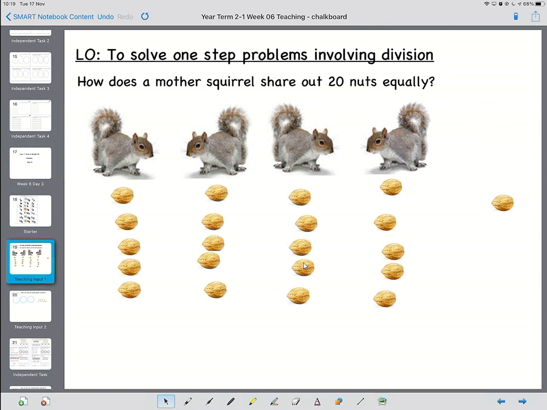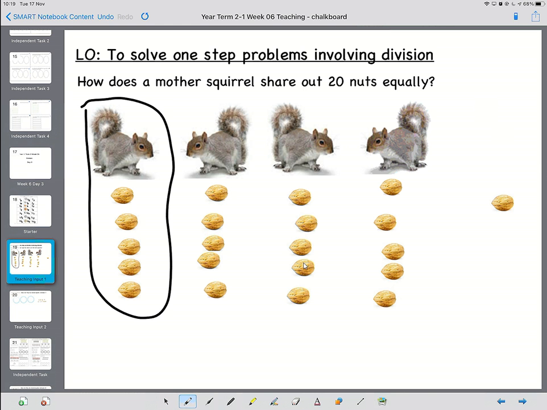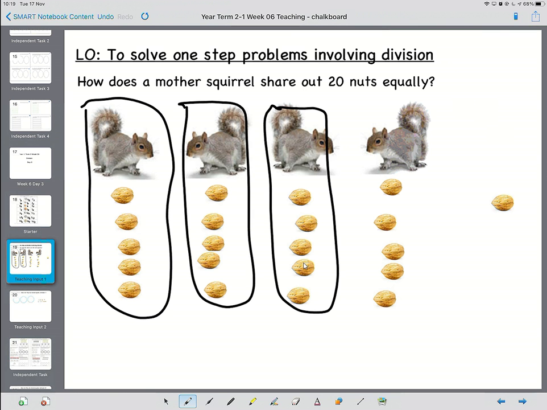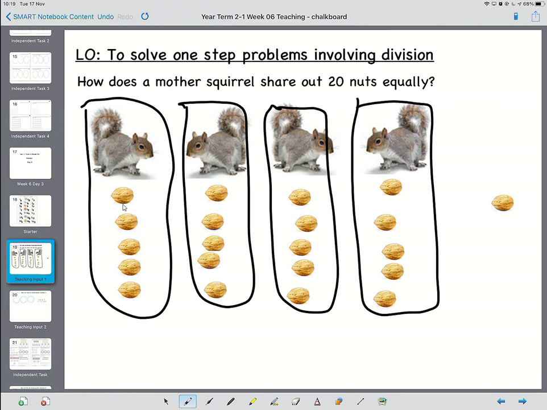So, how many does each squirrel have? I'm just drawing this to make it obvious. You may or may not choose to do that when you do your work. So, we've got 1, 2, 3, 4, 5. That squirrel's got 5. That squirrel's got 5. The important thing here is it says equally. So the answer is 5. Or into 5s.